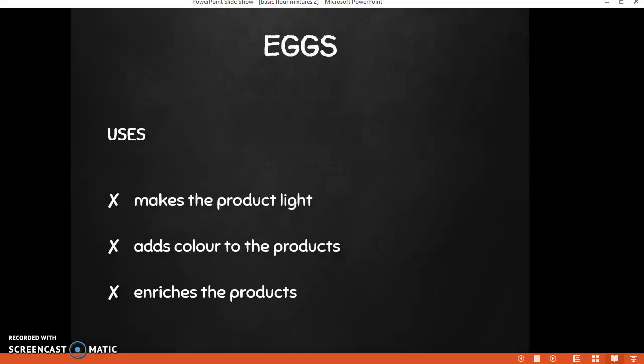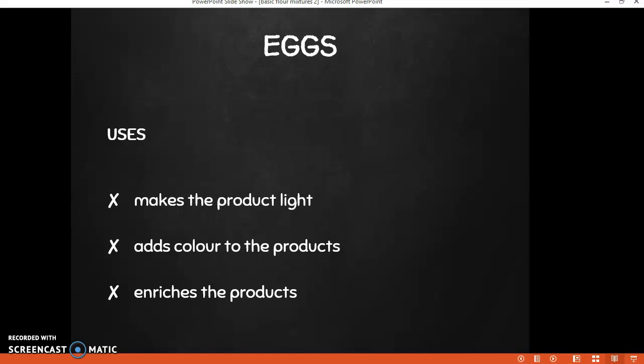Our next major ingredient is egg. We have different sizes of egg. We don't have types of eggs. We have the peewee size, the small size, the medium size, and the jumbo size. But the most commonly used eggs are those of the fowl or chicken.